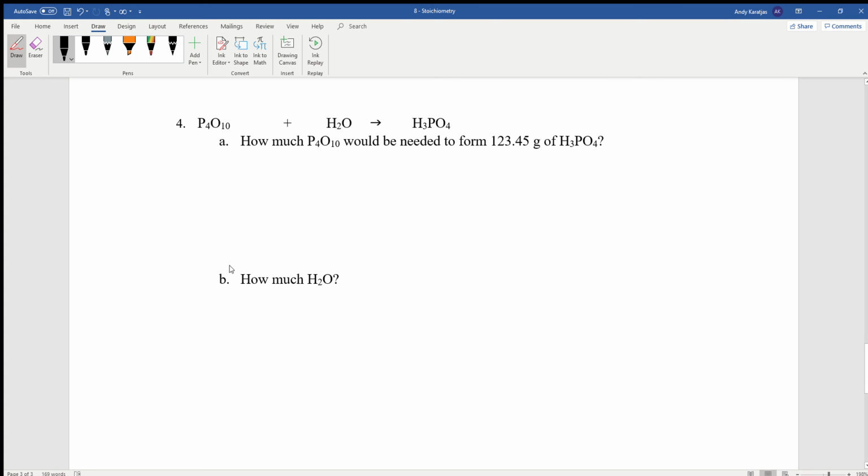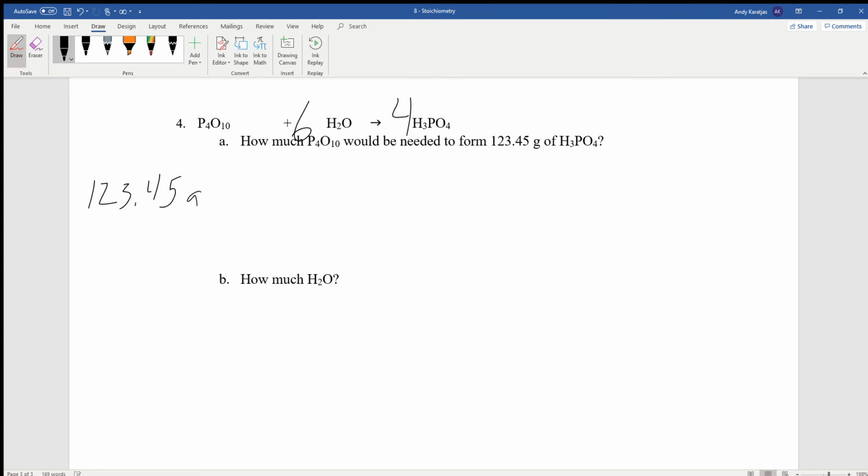Finally, our last question on this sheet, we're going to work backwards. So I've given you an amount of product, and I'm asking you to determine how much of each of the starting materials that we need. So here, again, the equation is not balanced. We'll need to do that. But otherwise, this problem is just like all the others we've done. The only difference is that we're going to work backwards.